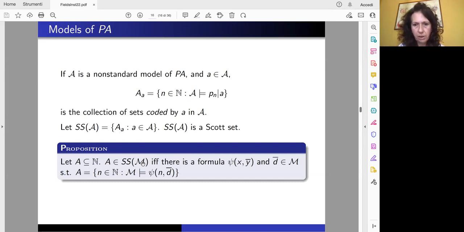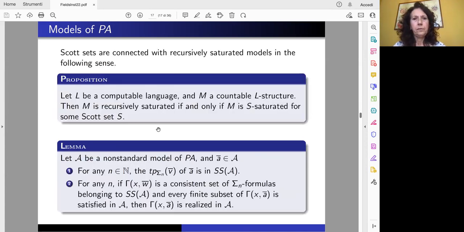And M, of course, is a non-standard model of PA. Here there is a bit of a mess up with the curly A and M. These are all models of Peano arithmetic. So what is true is the following, that this holds for any structure in a computable language, that M is recursively saturated if and only if M is S-saturated for some Scott set, which means that M realizes types which are coded in S, and any type realized is coded.